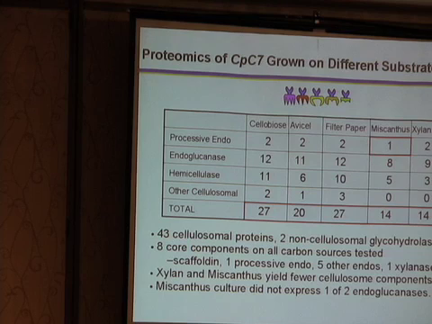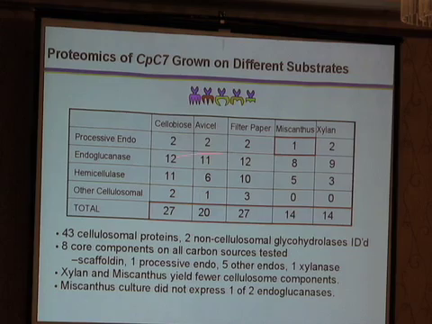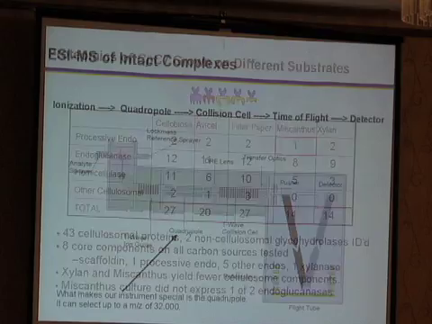Again, without the genomic information and the mass spec, you wouldn't be able to do this kind of analysis. And so one of the things that pops out of this is that there are dozens of proteins that are secreted on any one substrate. And we're sort of curious about this processive endoglucanase, that on a more complicated substrate, is being expressed. It's the kind of thing that comes out of this mass spec analysis.